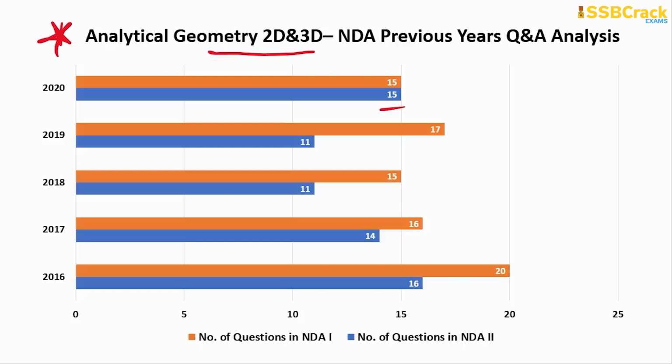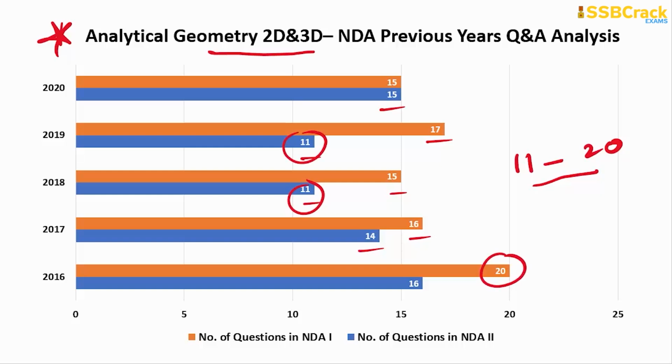Here you can see the previous years' Q&A analysis. You must have heard from me that this topic is formula based, so it's easy, right? So you can easily get a good score for the questions ranging between 11 to 20. You can see that the least questions were 11 and the maximum questions were 20 in previous NDA papers. Recently, in the latest year 2020, there were 15 questions each. See, these are the combined topics. There is much to study for this topic, but the questions will be in the range 11 to 20.